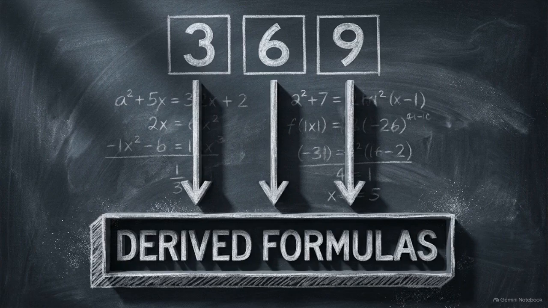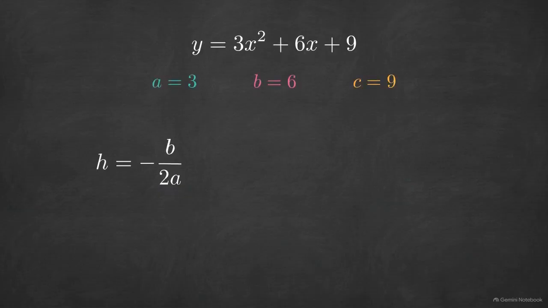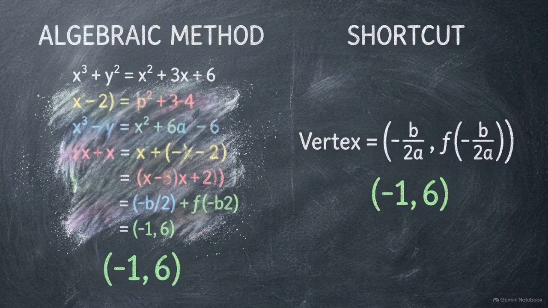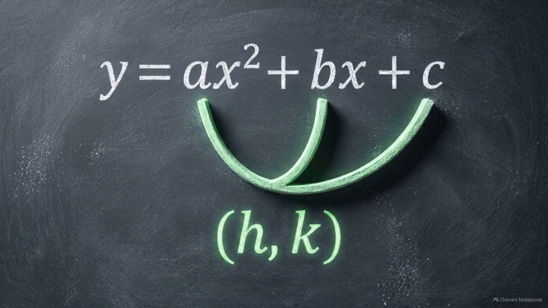We can bypass that long algebraic manipulation entirely by plugging our initial 3, 6, and 9 coefficients straight into our derived shortcuts. For the x-coordinate, negative b over 2a becomes negative 6 over 6, which is negative 1. For the y-coordinate, plugging the coefficients into our k formula outputs exactly 6. Both methods yield a vertex of negative 1, 6. The derivation holds true, providing a guaranteed shortcut to extract the hidden vertex from any quadratic equation.